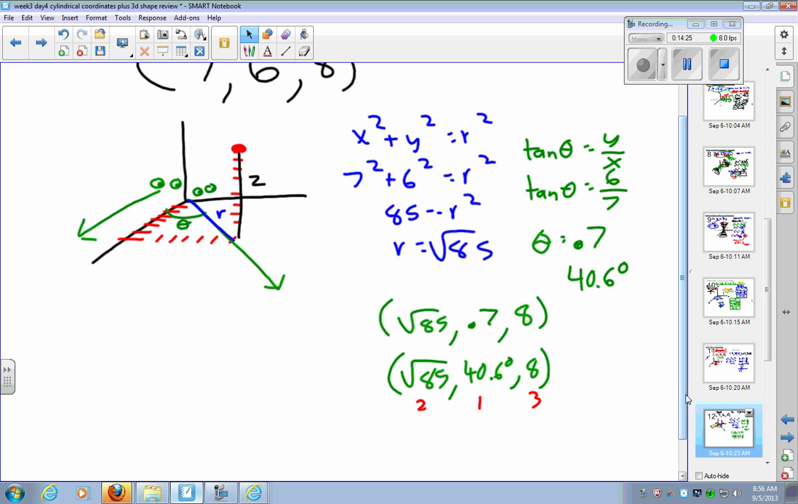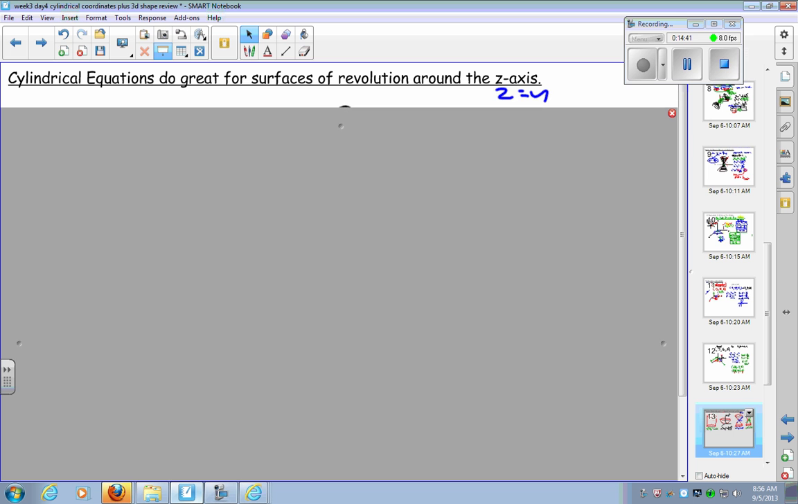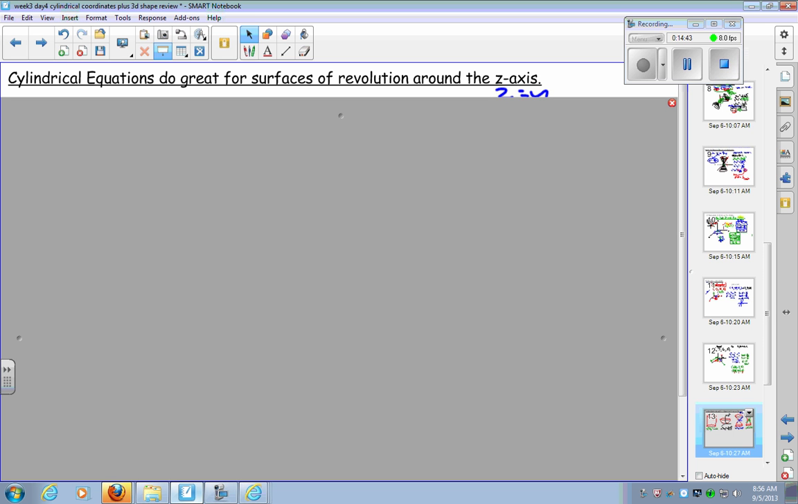So right now, all we've done is look at changing points from rectangular coordinates to cylindrical coordinates. I have not talked to you at all about equations. So I want to show you here, cylindrical equations do great for surfaces of revolution around the z-axis. Now this is equations, not points. So I'm not just talking about coordinates. I'm looking at actual equations.